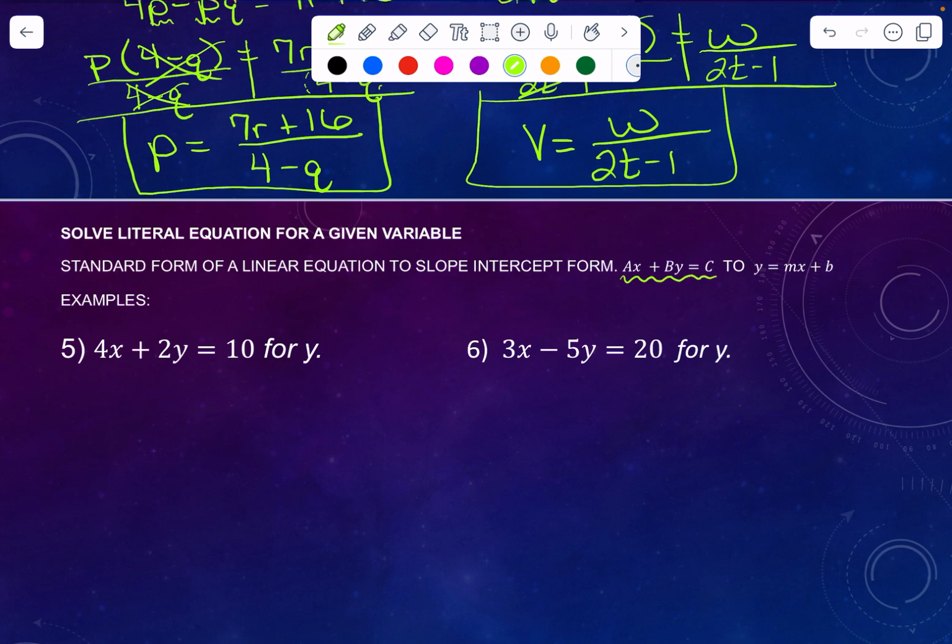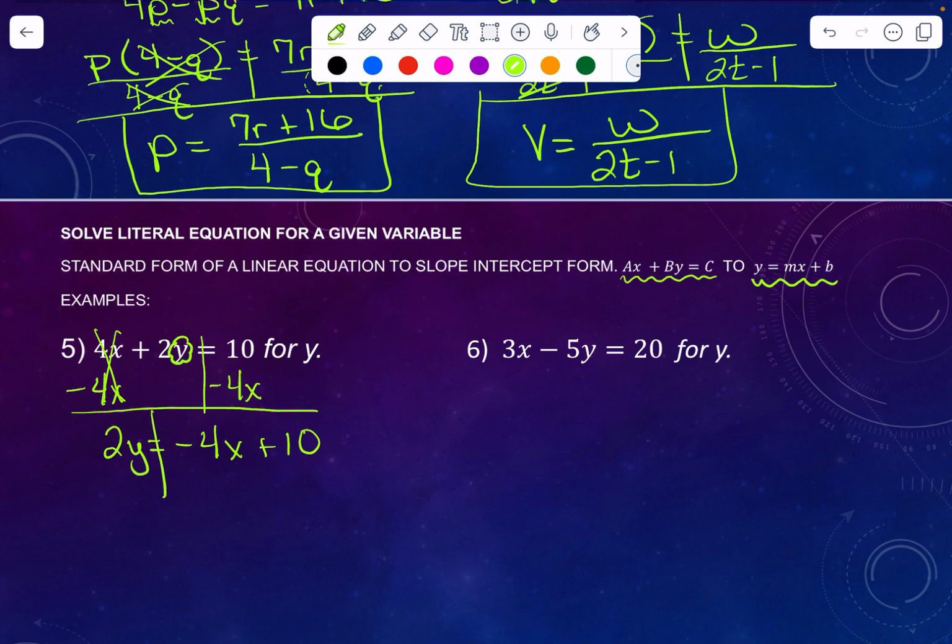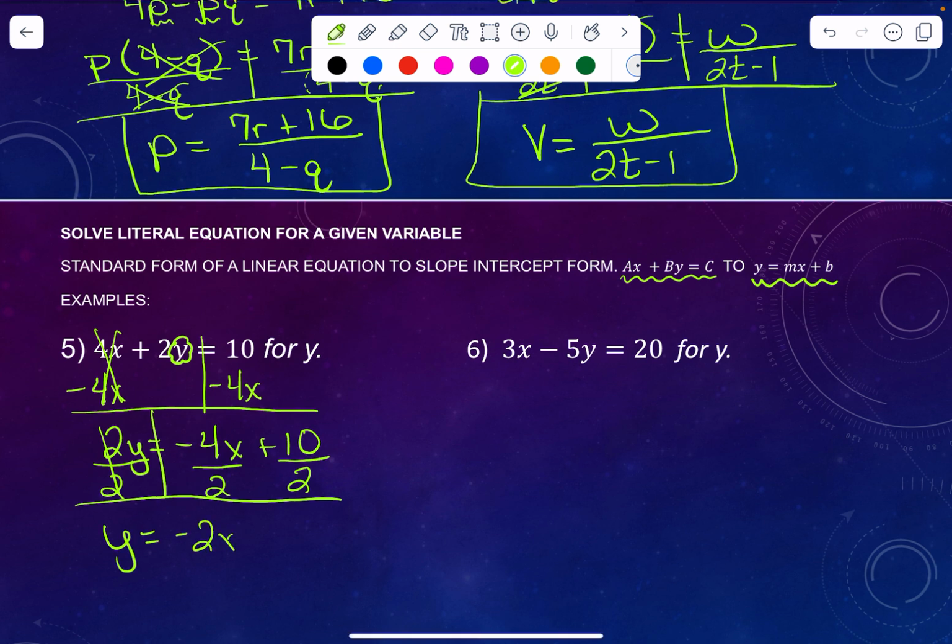Standard form is when we have ax plus by equals c. Slope-intercept form is when it's solved for y. So here I want to get the y by itself. So the first thing I need to get rid of is the 4x. So I'm going to minus 4x from both sides. So that would leave me 2y equals negative 4x plus 10. My next step now is I'm going to divide everything by a 2. So that's going to leave me y equals negative 2x plus 5. And that would be what we would call slope-intercept form.